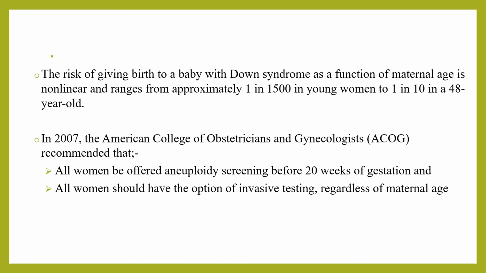Maternal age alone was the initial risk factor used for screening pregnancy for Down syndrome. The risk of giving birth to a baby with Down syndrome, as a function of maternal age, is non-linear, and it ranges from approximately 1 in 1,500 in young women to 1 in 10 at around 48 years of age. The risk is almost constant from age 20 to 25, and it rises slowly between age 25 to 35, and then increases approximately fourfold from age 35 to 40, and tenfold from age 40 to 45.